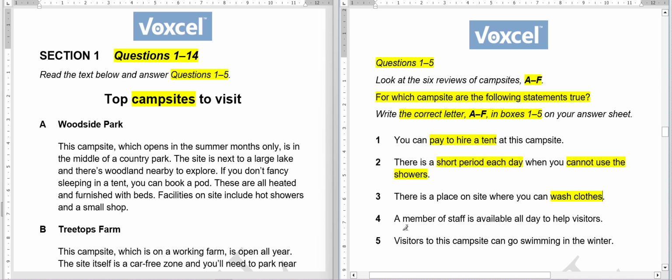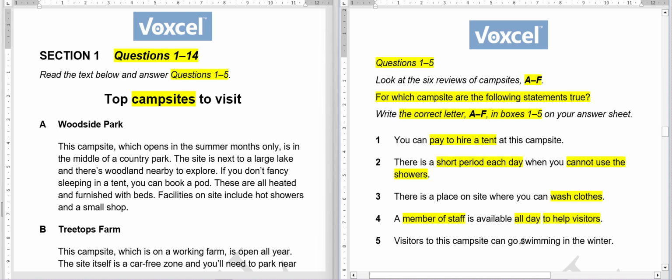Fourth, a member of staff is available all day to help visitors. So in whichever paragraph they say a member of team, a member of staff, or someone in the office is available to help visitors during normal office hours, all day, that paragraph will be your answer.